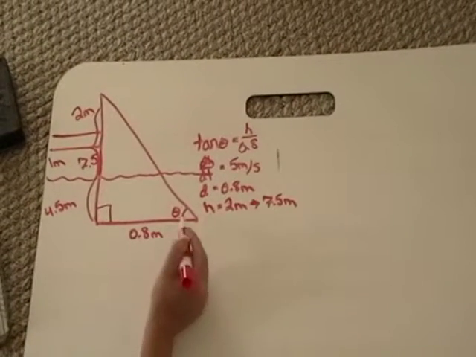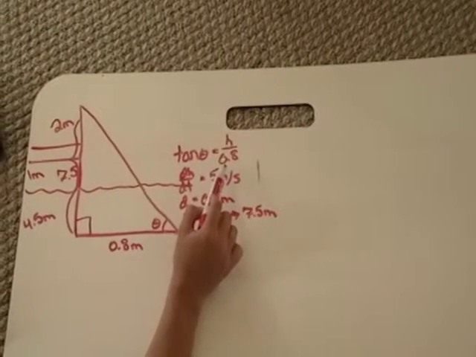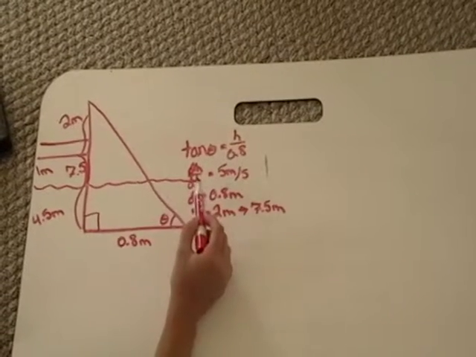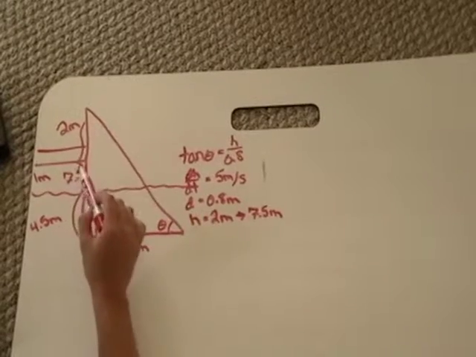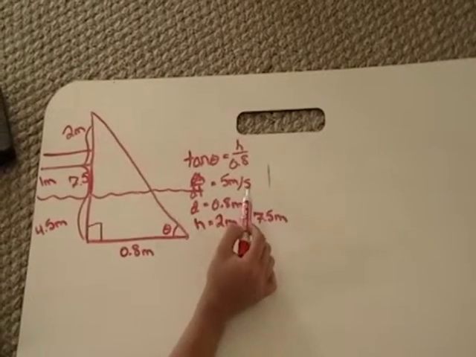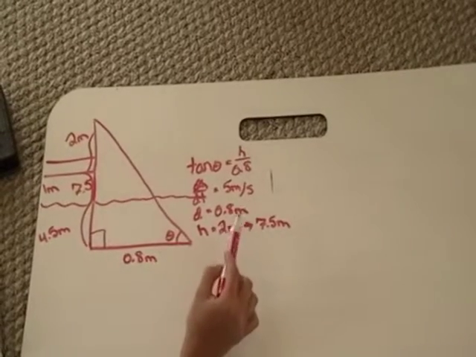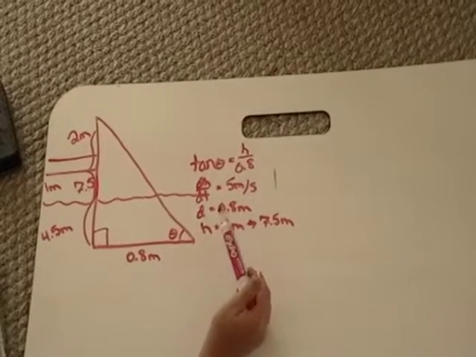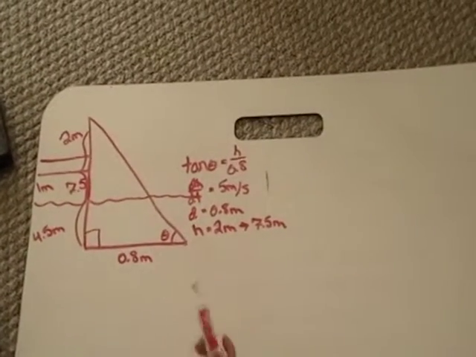Assuming a right triangle, we can use the equation tangent of theta is equal to height divided by 0.8 to solve this problem. We know that the change in height of the diver over time is equal to 5 meters per second. And we know that the camera is placed 0.8 meters from the end of the diving board. So we want to find the rate at which the camera angle is changing when the diver is at 2 meters, which would be a total height of 7.5 meters.